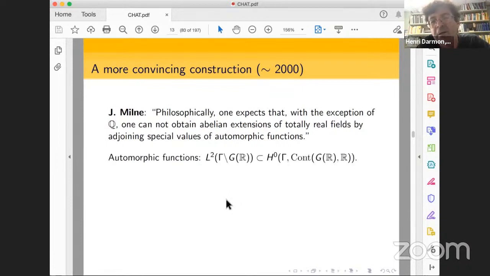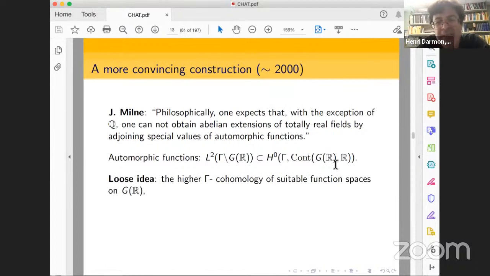And so one has to ask, what could play the role of automorphic functions if you wanted to generate abelian extensions of real quadratic fields? Now, an automorphic function is something like an L2 function on a quotient G(R) mod gamma. Gamma might be G(Z) or a congruence subgroup of that. And you can think of that as being contained in the set of certain gamma-invariant functions, continuous on the real points G(R).